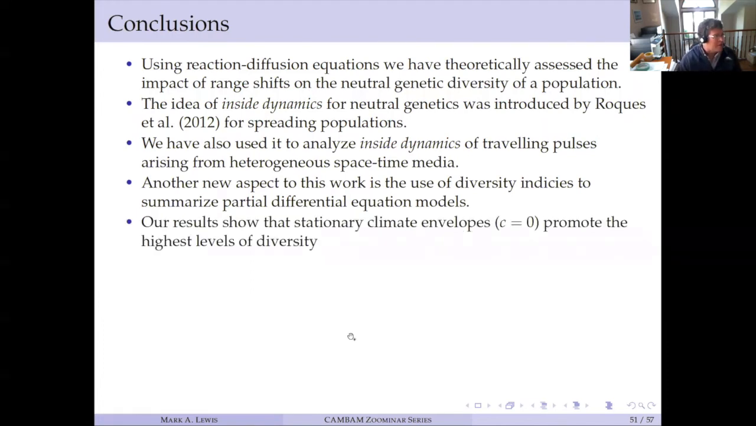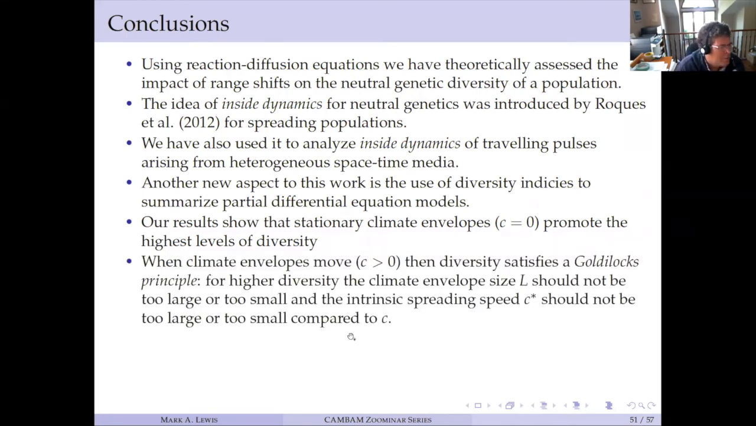And just a little recap. From our theory, the stationary climate envelopes would promote the highest levels of diversity. But when they move, then the diversity is like Goldilocks, who didn't want her porridge too hot or too cold, just the right temperature. It's a little bit like that with both the climate envelope size and the intrinsic spreading speed. So for higher diversity, the climate envelope size should not be too large or too small, and the intrinsic spreading speed should not be too large or too small compared to C.